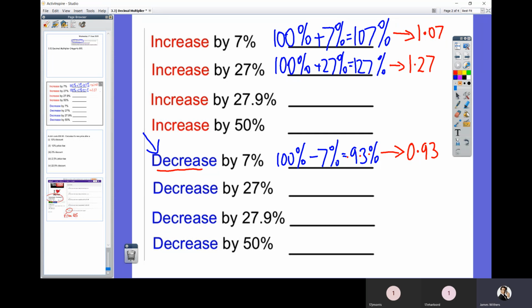Okay, let's go and do the second decrease one. We're going to decrease something by 27%. 100% take away 27%, and that's 77%. So turning that into a multiplier, divide by 100, we get 0.77. And that's it, really. It's going to be a nice, simple one.